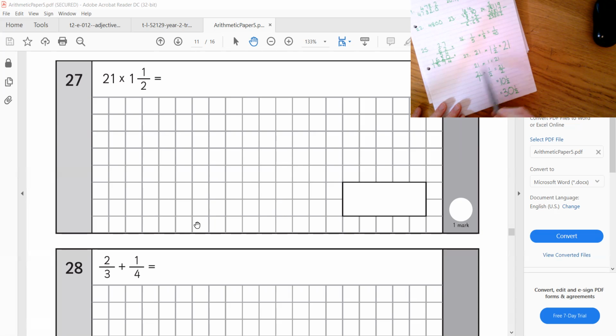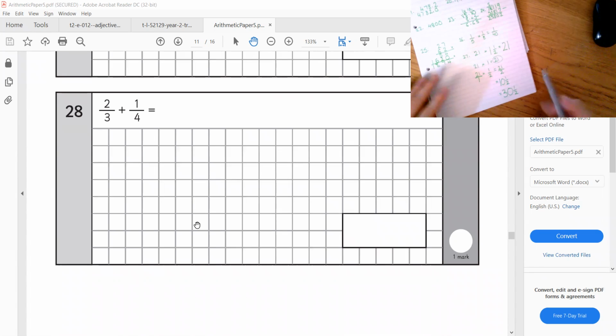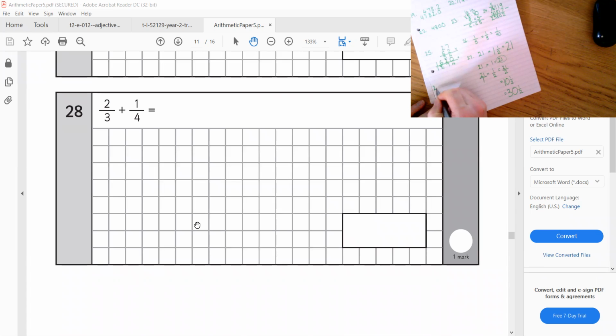I did 21 times 1, which is 21. I then did 21 times 1/2. I then made my 21 a fraction, so I could times them both together. I then made that a mixed number and then added those two answers together. So you then get 30 and 1/2. Question number 28. I'll do that over here, save a bit of paper.